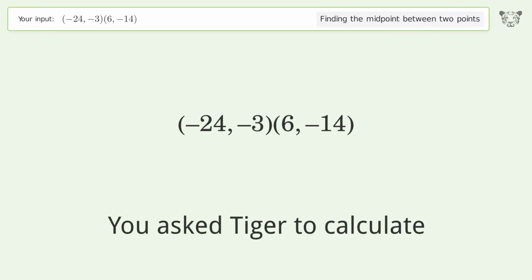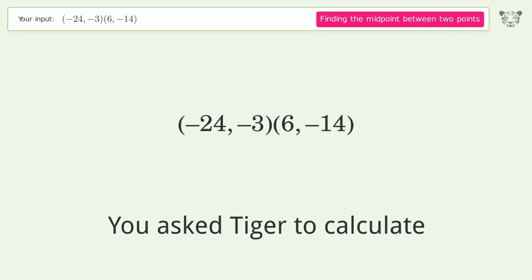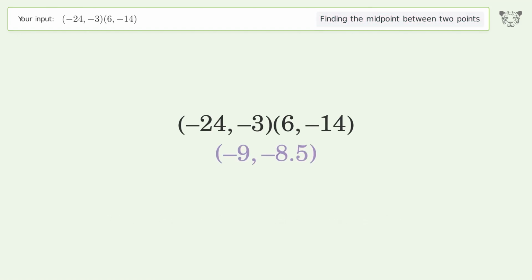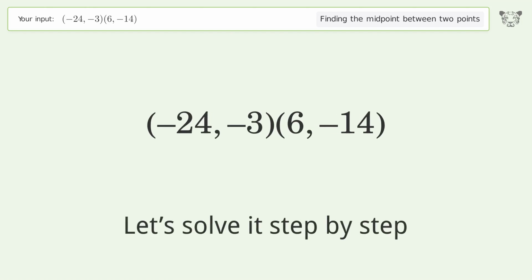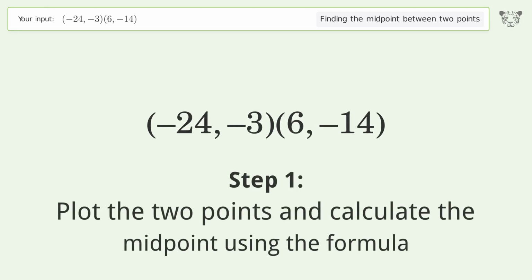You ask Tiger to calculate. This deals with finding the midpoint between 2 points. The midpoint between the 2 points is -9, -8.5. Let's solve it step by step. Plot the 2 points and calculate the midpoint using the formula.